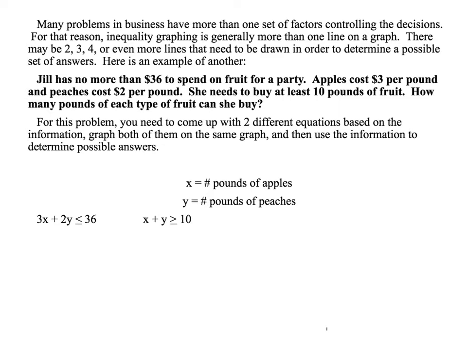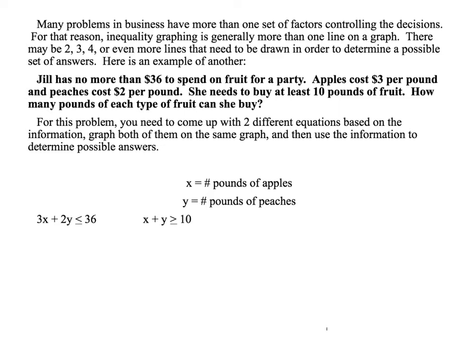In this particular problem, because there are two different demands on Jill, she can't spend any more than $36, but she also needs to buy at least 10 pounds of fruit. We need to come up with two different equations based on that information, graph both of them on the same graph, and then use the information to determine possible answers that will meet both demands. So you can see that what I've done is I've said, let x equal the number of pounds of apples, and let y equal the number of pounds of peaches.